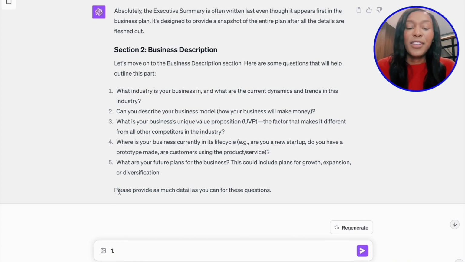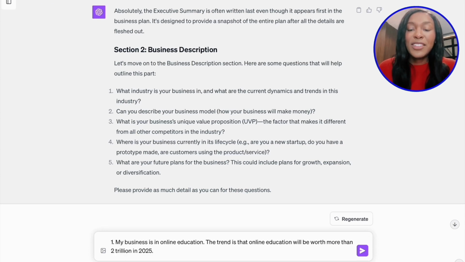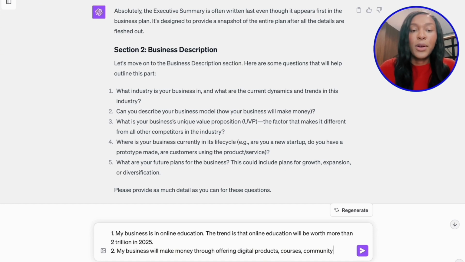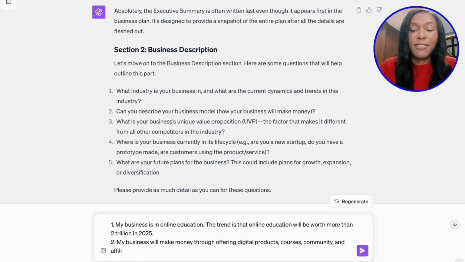for us. The first question is, what industry is your business in, and what are the current dynamics and trends in this industry? And so I'm going to put my responses in the prompt window. And so the way that you go to the next line is you hit Shift Return. And now I'm going to answer the second question. Can you describe your business model? How your business will make money? My business will make money through offering digital products, courses, community, and affiliate marketing.